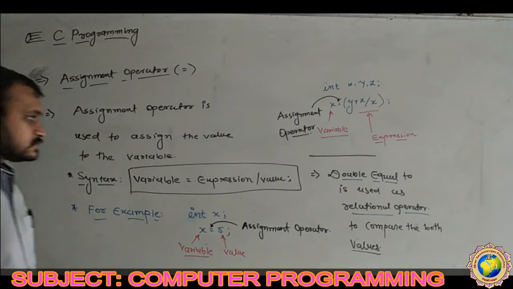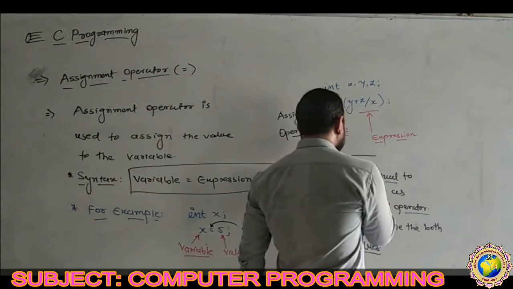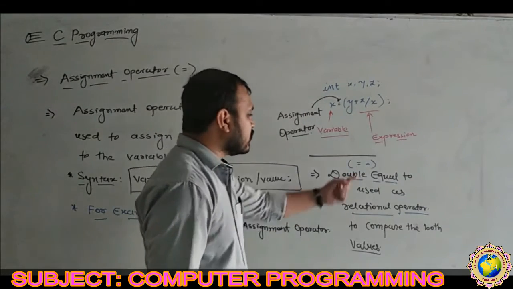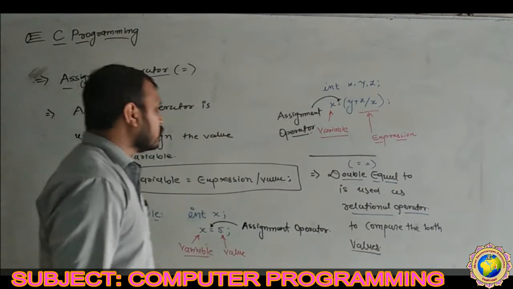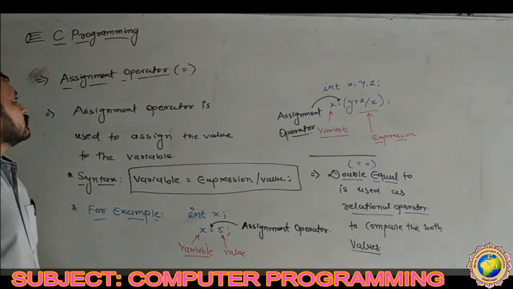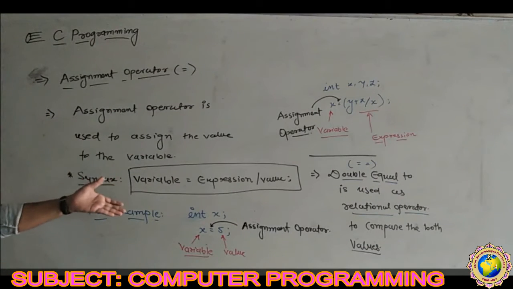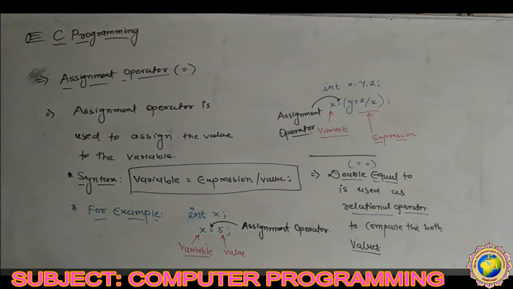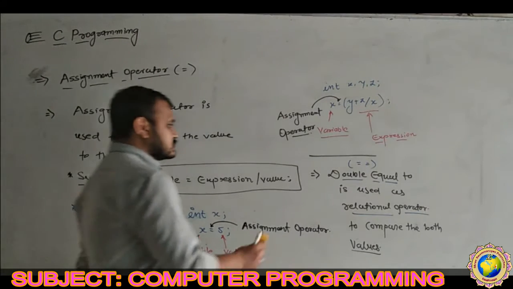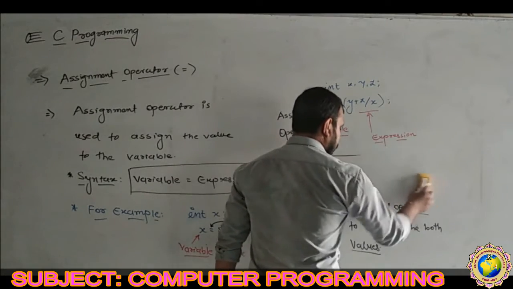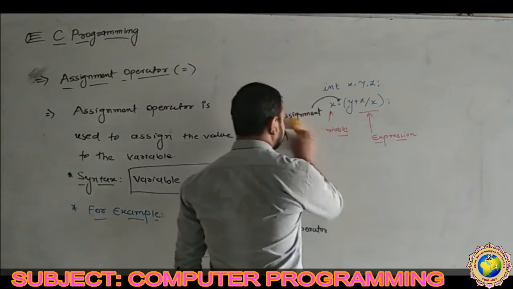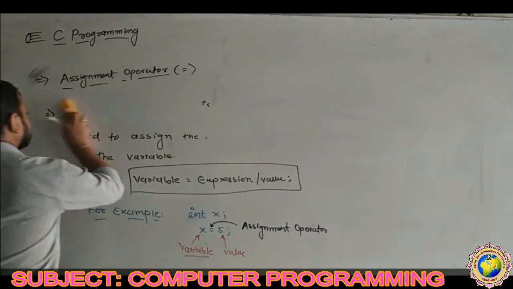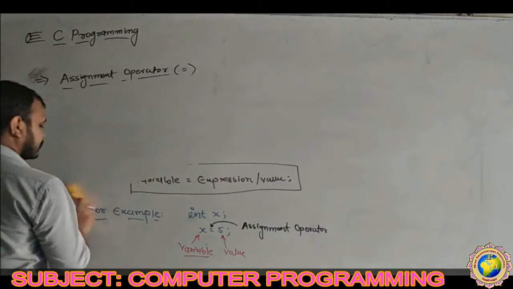Okay, so double equal to means this. Okay, so this double equal to is used to compare both the values, and the single equal to is used as an assignment operator. Okay, then the next is shorthand method for assignment operator.